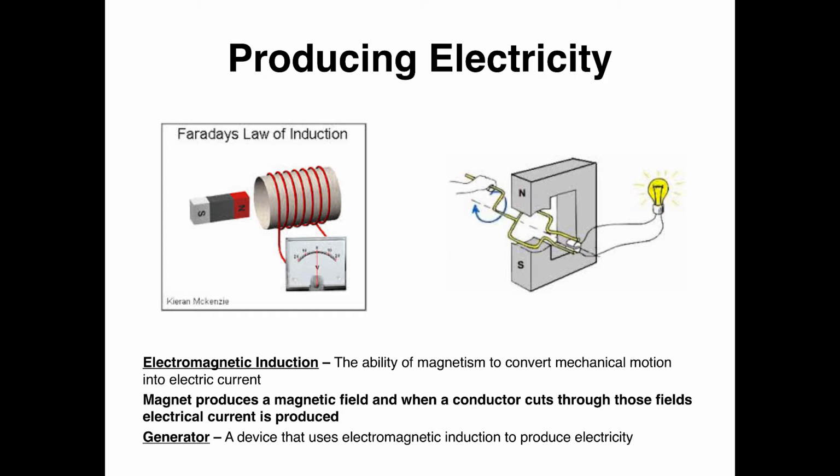Now here's a little bit more complicated version of the same thing. This person is turning this loop, and you see it's very similar. There's a commutator here on the right with a split. The reason it's split is so that you can produce direct current, so that it reverses direction with each half turn. So you're moving this through this magnetic field, and as you do that, the split allows the current to go back and forth and keep the electricity moving in one direction. But a generator is simply an electrical motor that's been made to work in reverse to produce electricity.